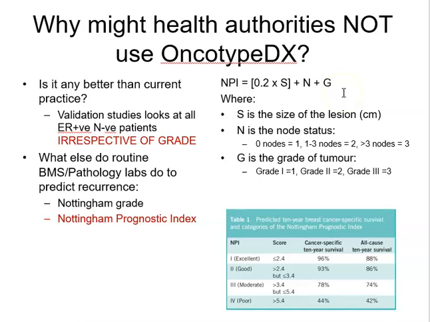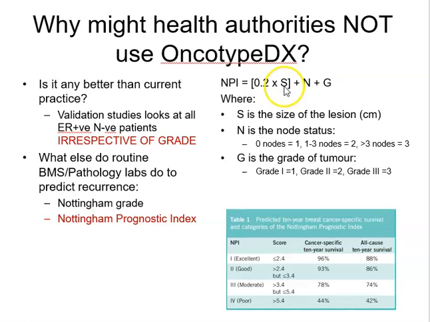There's also the Nottingham Prognostic Index, and this calculation takes into account the size of the tumour multiplied by 0.2, add that to lymph node positivity status, and add that to the grade from the Nottingham grade, and that's the sort of the sum grade, and then you end up with a Nottingham Prognostic Index.